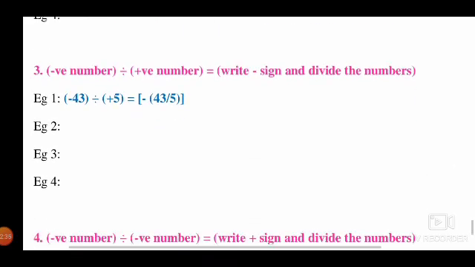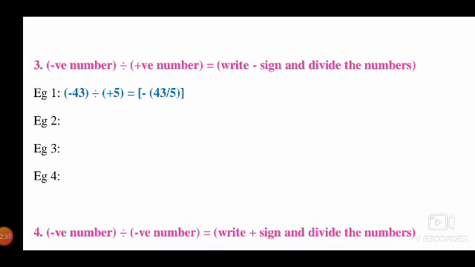And for the third rule, a negative number has to be divided with a positive number. So for that we have to write minus sign in common and divide the numbers. For example, minus 43 divided by plus 5, which is equal to, we have to write minus sign in common and divide the numbers, that is minus 43 divided by 5.